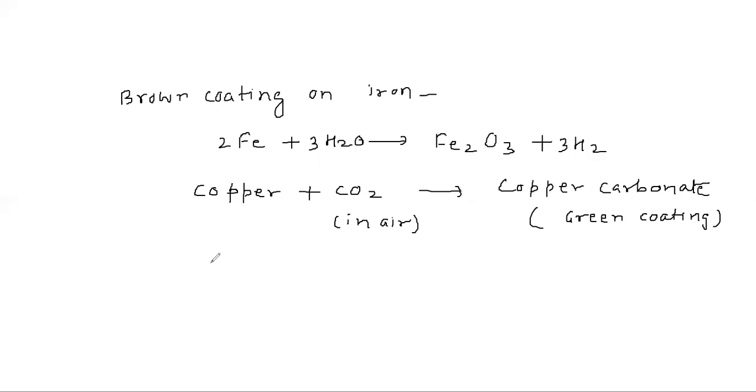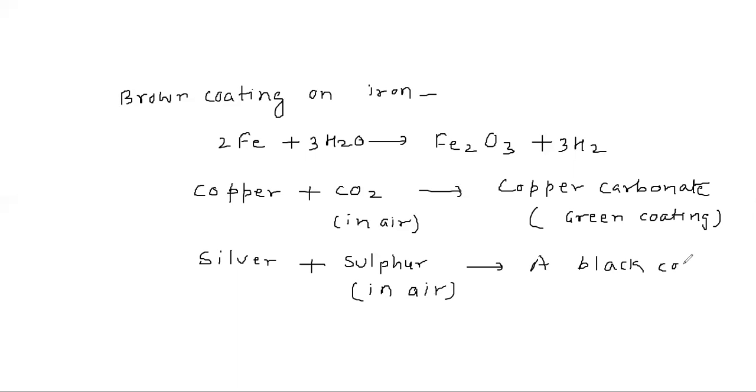Then let's take the example of silver. So silver objects, when they react with sulfur in air, a black coating is formed, and that is of silver sulfide.